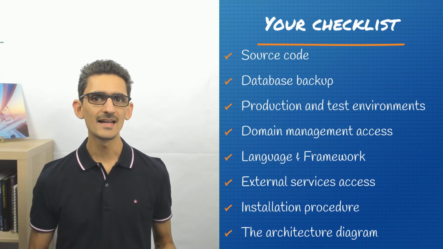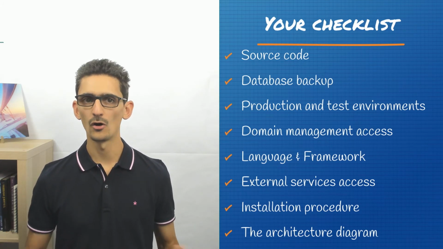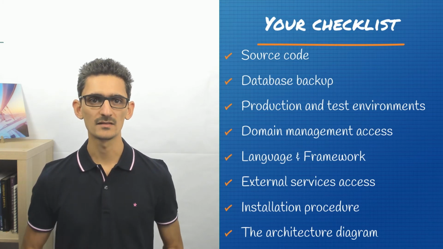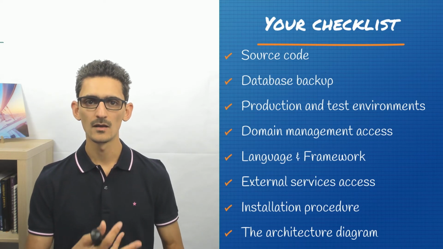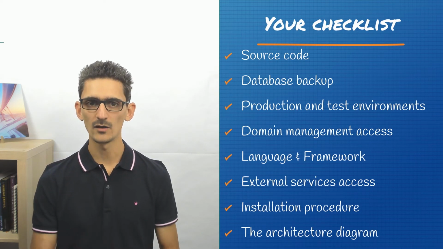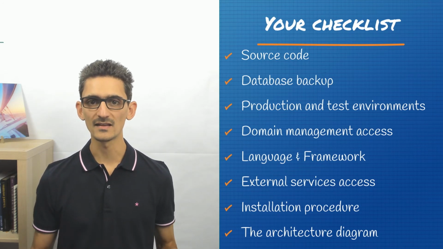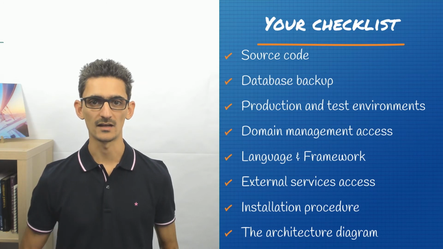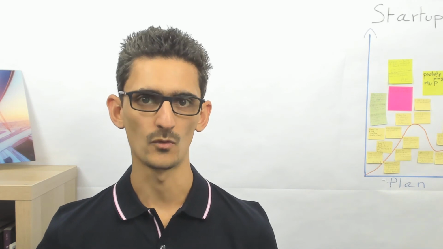So to conclude, let's review the checklist of what you need to ask a leaving developer or tech profile. Ask for the source code, then the database backup, the production and the test environment access, the domain name access, the language and the framework used to develop your application, external services and access to them, the installation procedure, and the architecture diagram. These will be the best help for you if you have to move on with someone new.